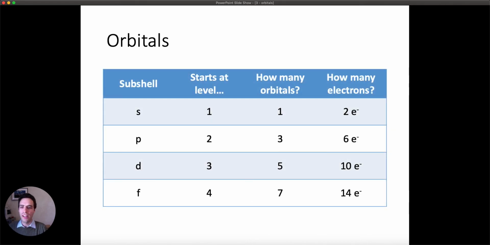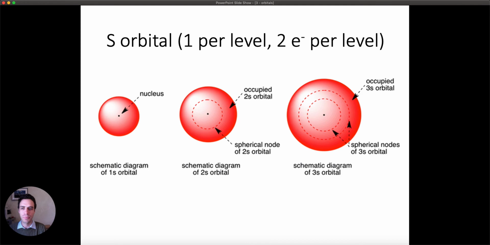Here's a quick chart. We have 4 types of orbitals, S, P, D, and F. S orbitals start at level 1. P orbitals start at level 2. So there is no 1p. There's just 1s, right? D starts at level 3. F starts at level 5. Each subshell contains a different number of orbitals and holds a different number of electrons, but every orbital, no matter which type, holds 2 electrons per orbital. We'll come back to this idea again in a couple minutes.